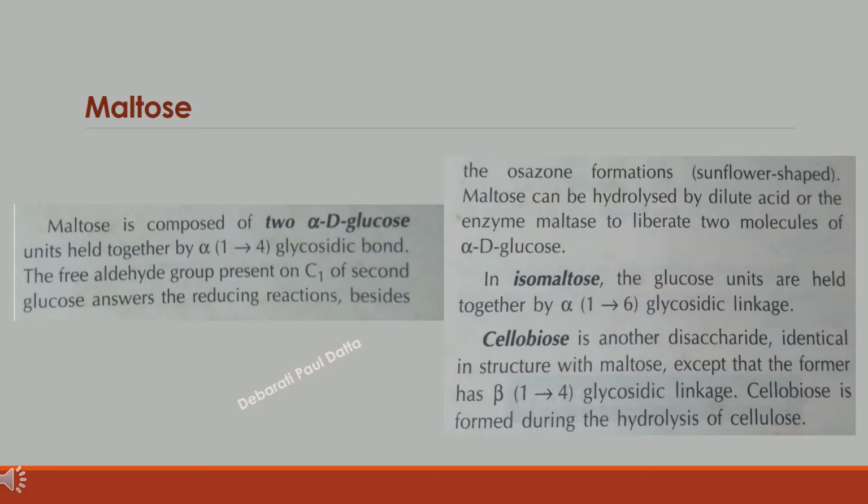Our next slide is on maltose. This is a reducing disaccharide. It is composed of two alpha D glucose units which are held together by an alpha 1,4 glycosidic bond. The free aldehyde group present on C1, or carbon 1, of the second glucose answers the reducing reaction. Besides this, they form osazone. Maltose can be hydrolyzed by dilute acid or the enzyme maltase to liberate two molecules of alpha D glucose.